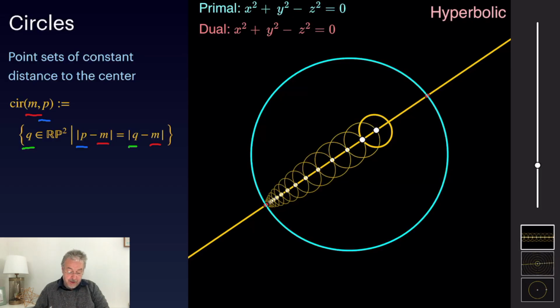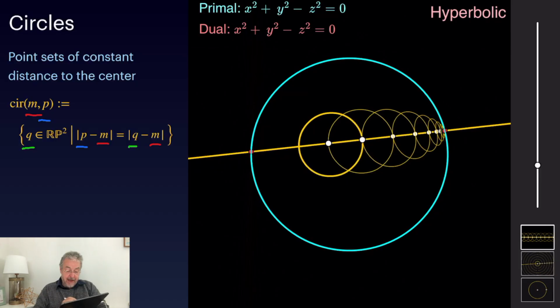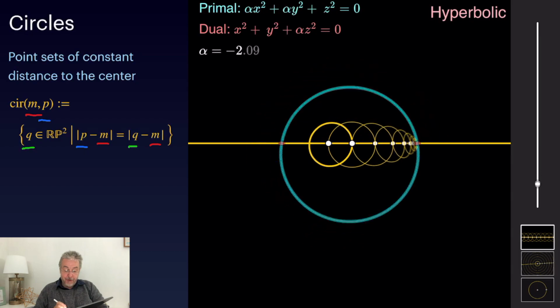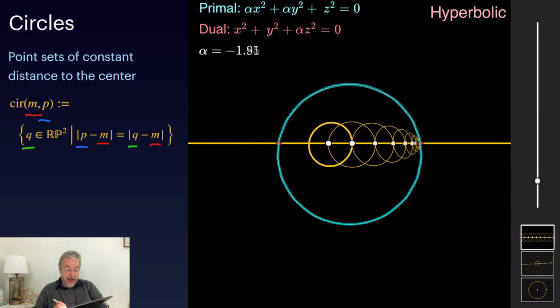So now let me switch back to the chain of circles, and you see I still can do more things in my animation. I can move this slider here and change the parameter of my primal dual conic.